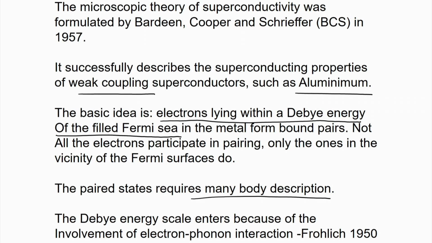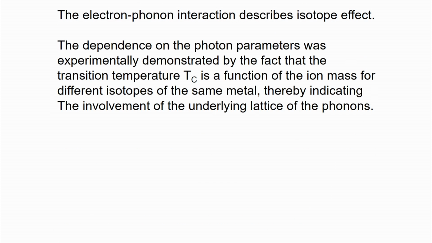Now, this hint that the Debye energy scale is important for this problem actually signals that there is an involvement of electron phonon interaction, and this was proposed by Frohlich as early as 1950, before this theory came up. Now, this electron phonon interaction describes the isotope effect. Just give me a minute to say what that is.